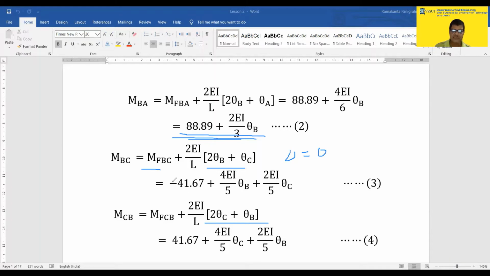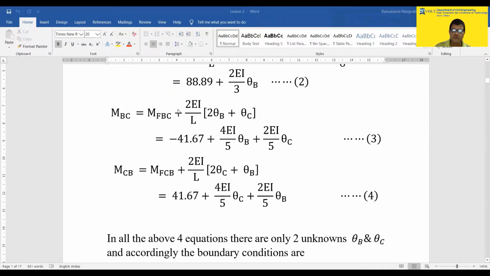Now write the equation simply. Theta B and theta C are both not 0, because they are at supports, one of which is a roller support, so both terms will come here. L is 5, so 2 into 4 by 5 gives 2 by 5. Similarly for MCB, we can put the value 2EI by L times (2 theta C plus theta B), and you can find it. I got four equations.